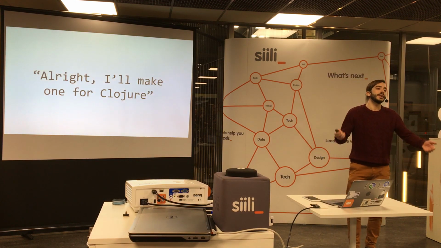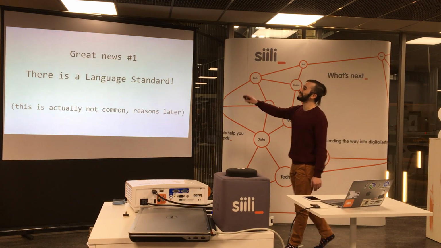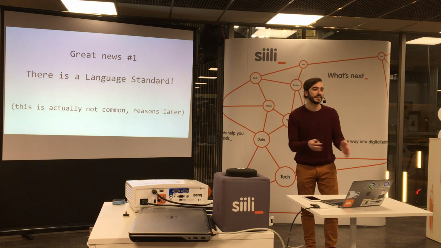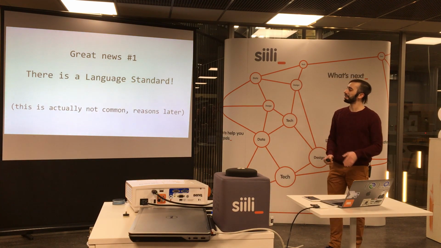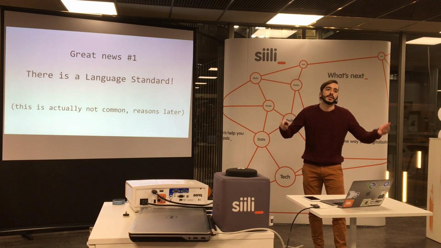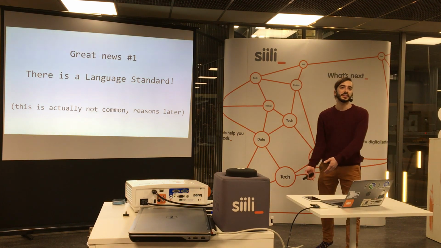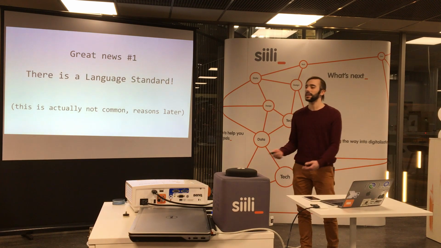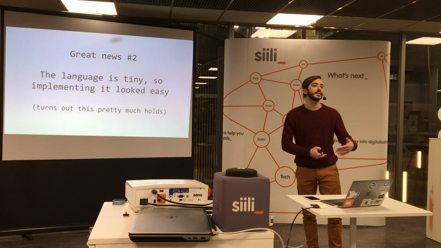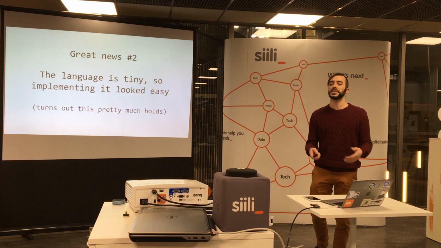So yes, I was like, okay, let's just make an integration with Clojure. How hard can it be? It turns out it's okay. So there's some good news, right? There's a language standard, so you can just read the standard and follow it and implement the thing, and it works. It's cool. And actually, it is not common for languages to have a standard. Like, I don't know, Python. I think it's the biggest example of languages that don't have a standard, in which the standard is the compiler. There are reasons for this, and I'll tell them later. The other great news is that the language is tiny, so implementing it looked easy. It pretty much holds. There are of course hard parts, but it's fine.